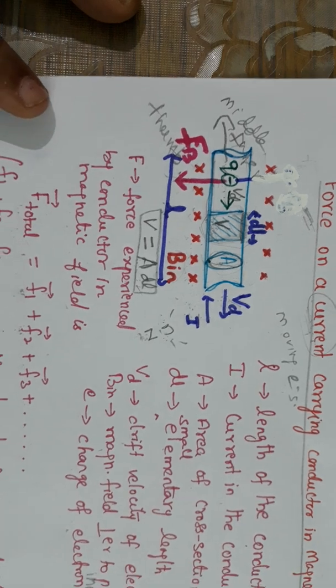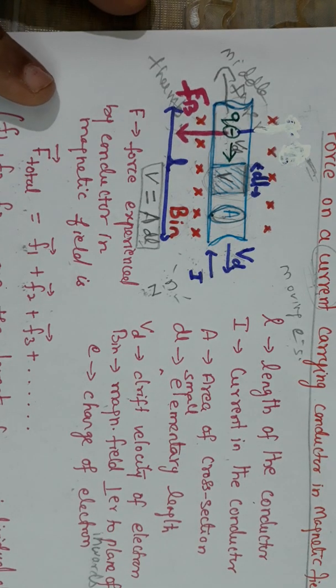I hope you understood, children. This is a 5-mark question, and Fleming's left hand rule alone will be a 2-mark question.